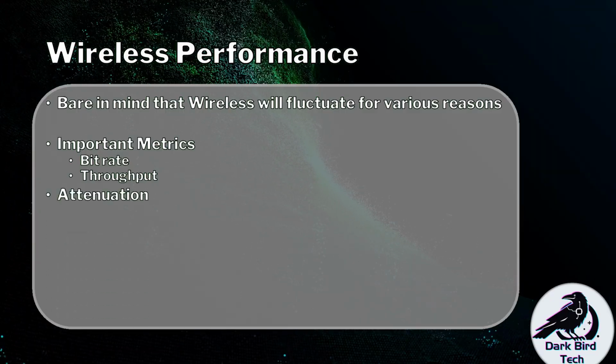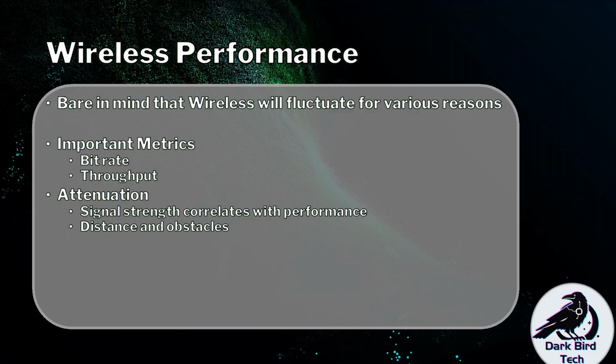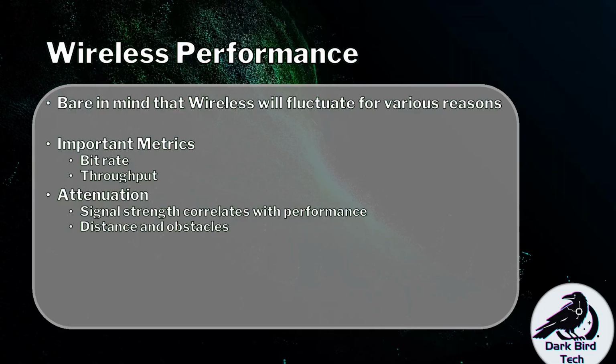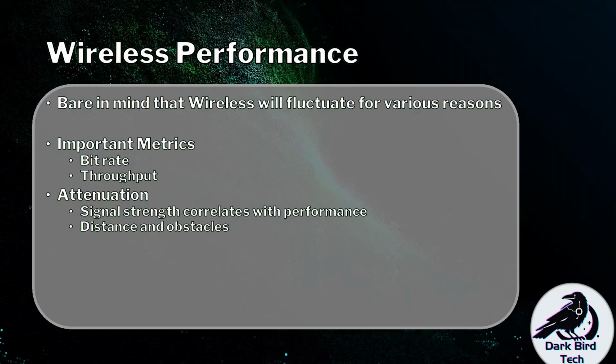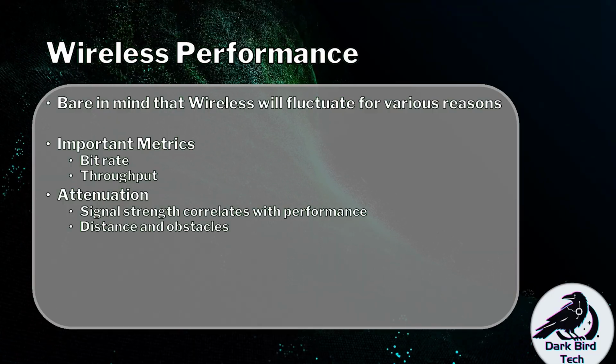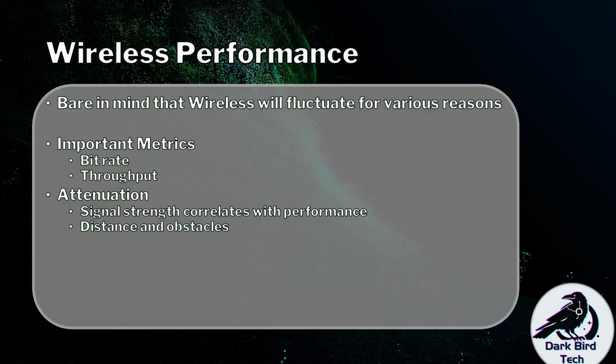Then attenuation, another important thing to measure. Signal strength correlates directly with performance. The weaker your signal, the lower the speed is. That's why when we were running through the wireless LAN standards or the Wi-Fi standards, every time I quoted a speed, that was the maximum potential speed that you would experience given a very good signal.